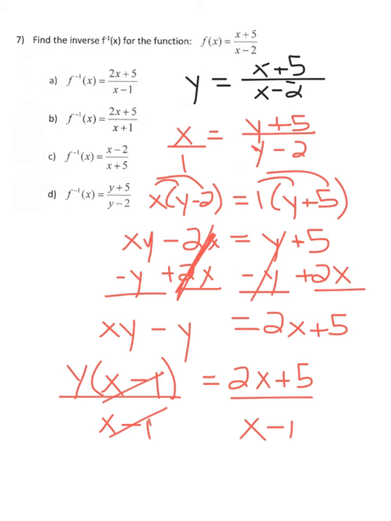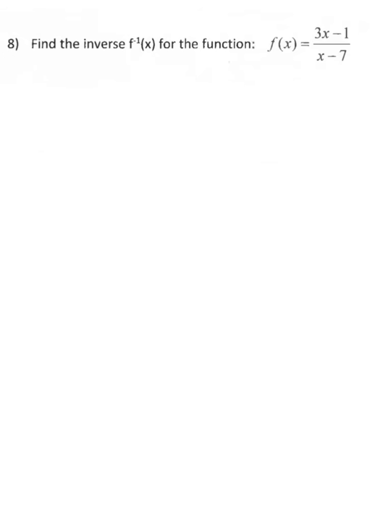So all they did in the answer is they took y and wrote it using inverse notation, f inverse of x, and then here this is (2x + 5) over (x - 1), which matches up with letter A. Okay, so number 8 is similar to number 7, and you may want to hit pause and try it on your own, and then see how you did.